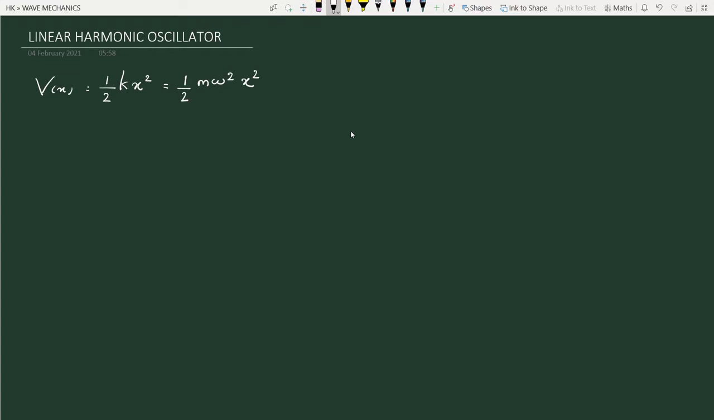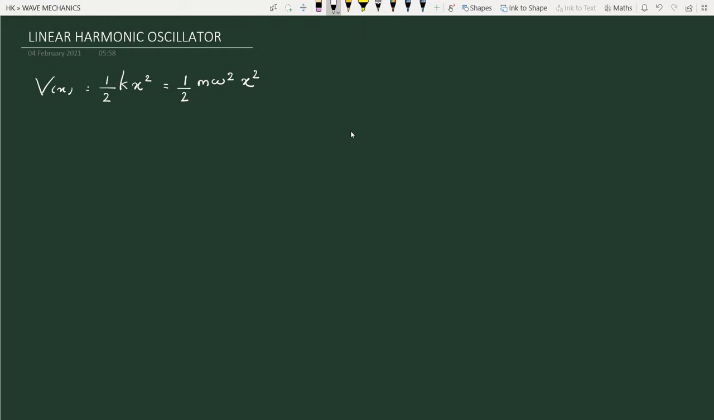The wave function is separable. You can separate the spatial part and the time dependent part, and we know the expression for the time dependent part, e raised to minus i E t by h cross. The space dependent part satisfies the time independent Schrodinger equation. So we need to solve the time independent Schrodinger equation to obtain the space dependent part of the wave function.